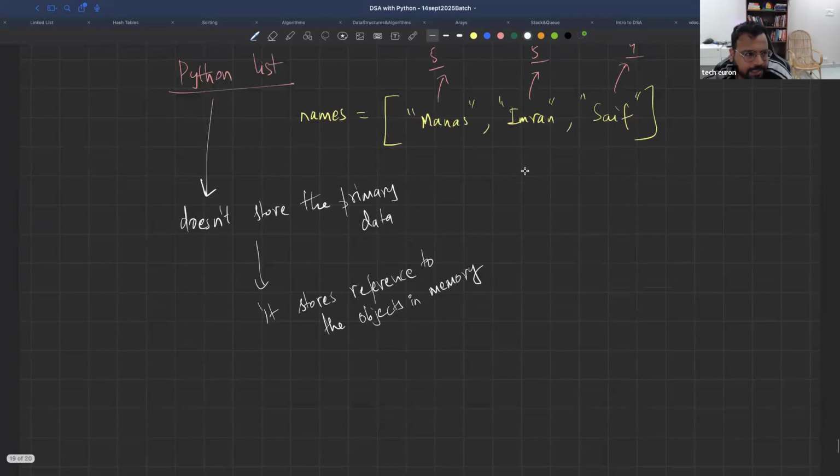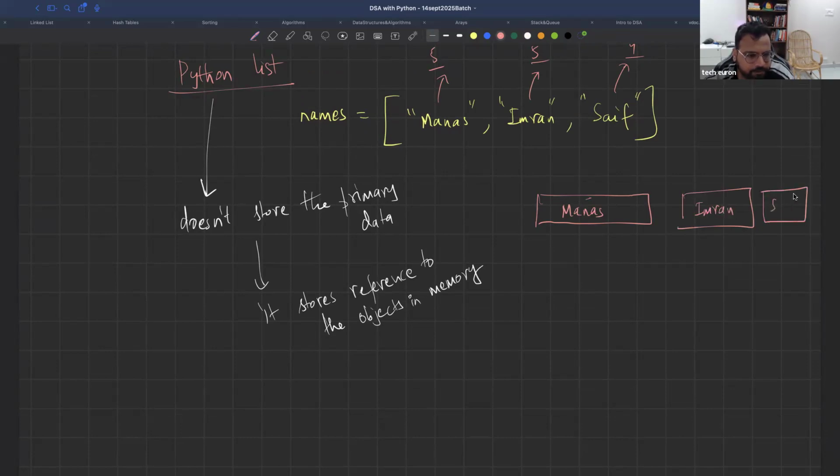So what will happen when I'm creating this Manas, Imran, and Saif? Python will create this Manas inside one memory location. It will say this is Manas. And it will store another memory location. It will say this is Imran. And I will store another memory location. This will be Saif. Suppose this is in memory location 2000. This is in memory location 3000. This is in memory location 5000.